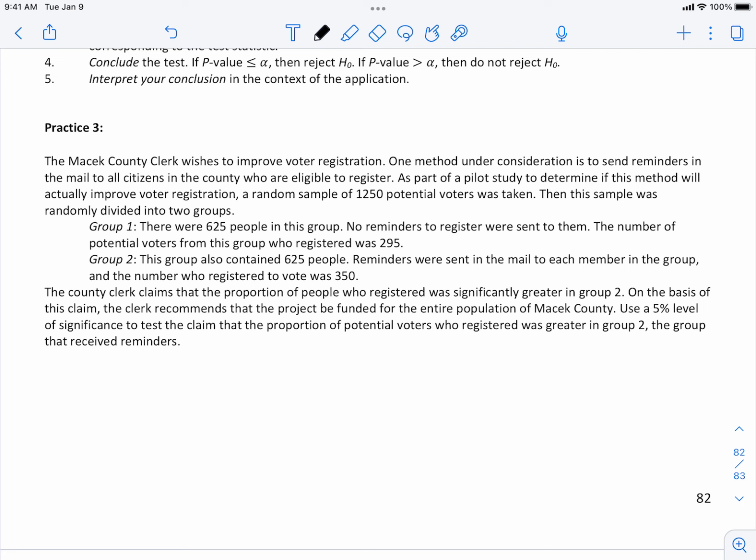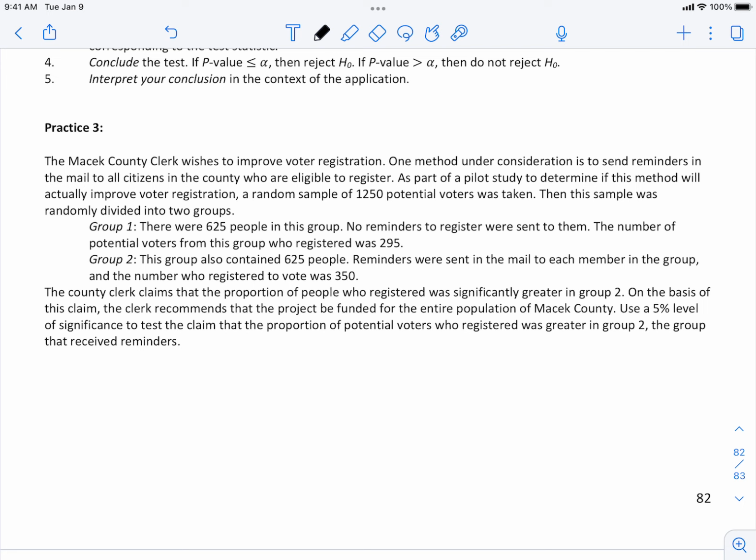Group 1, there were 625 people in this group. No reminders to register were sent to them. The number of potential voters from this group who registered was 295. Group 2, this group also contained 625 people. Reminders were sent in the mail to each member in the group, and the number who registered to vote was 350. The county clerk claims that the proportion of people who registered was slightly greater in Group 2.